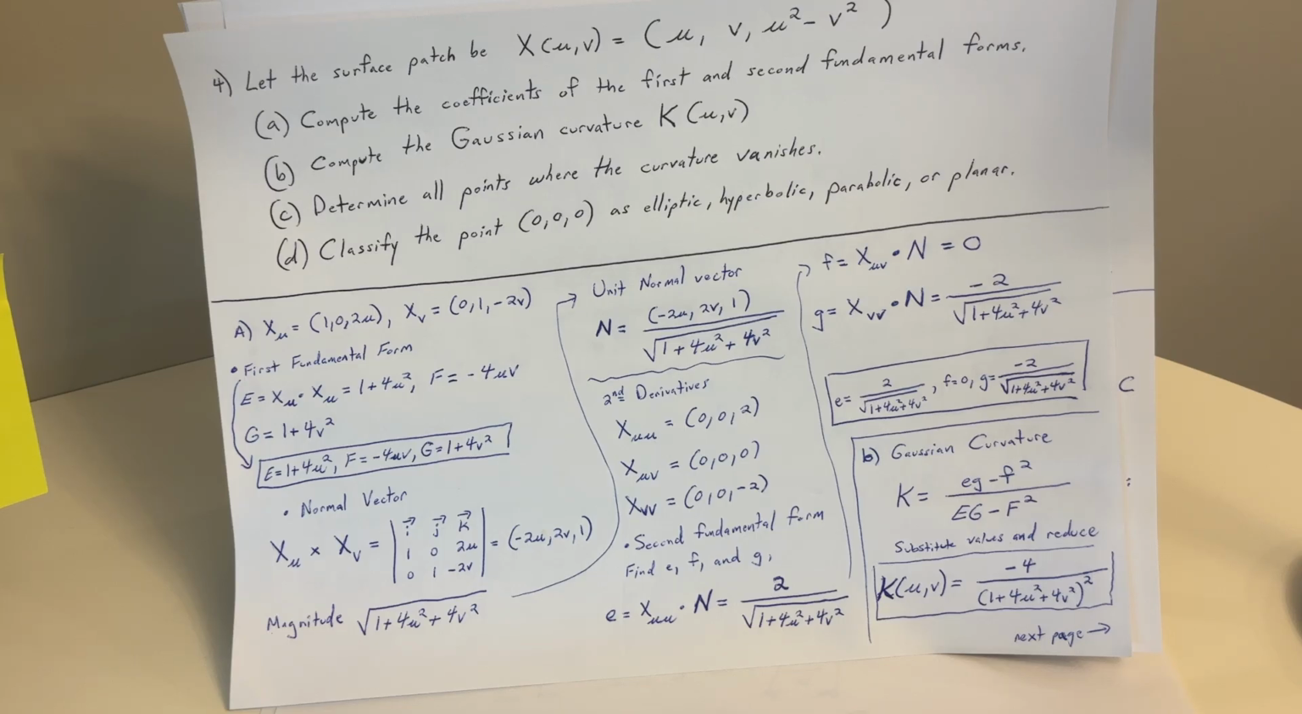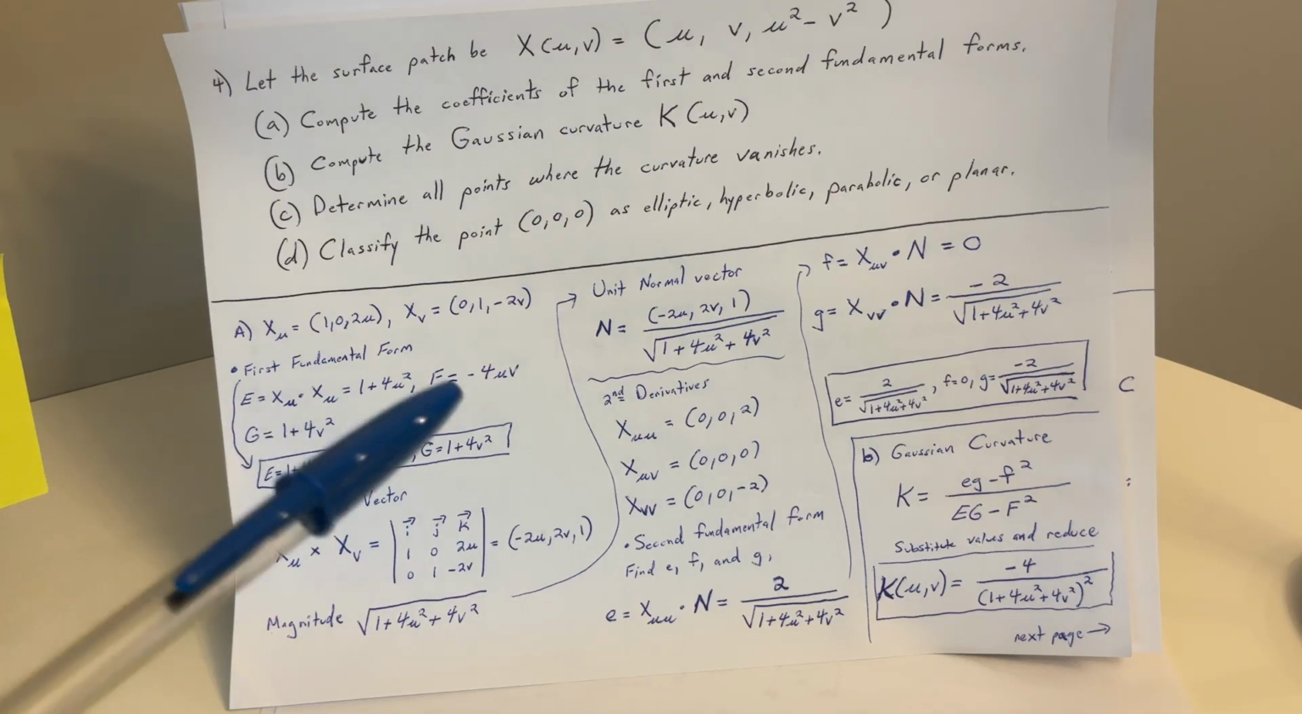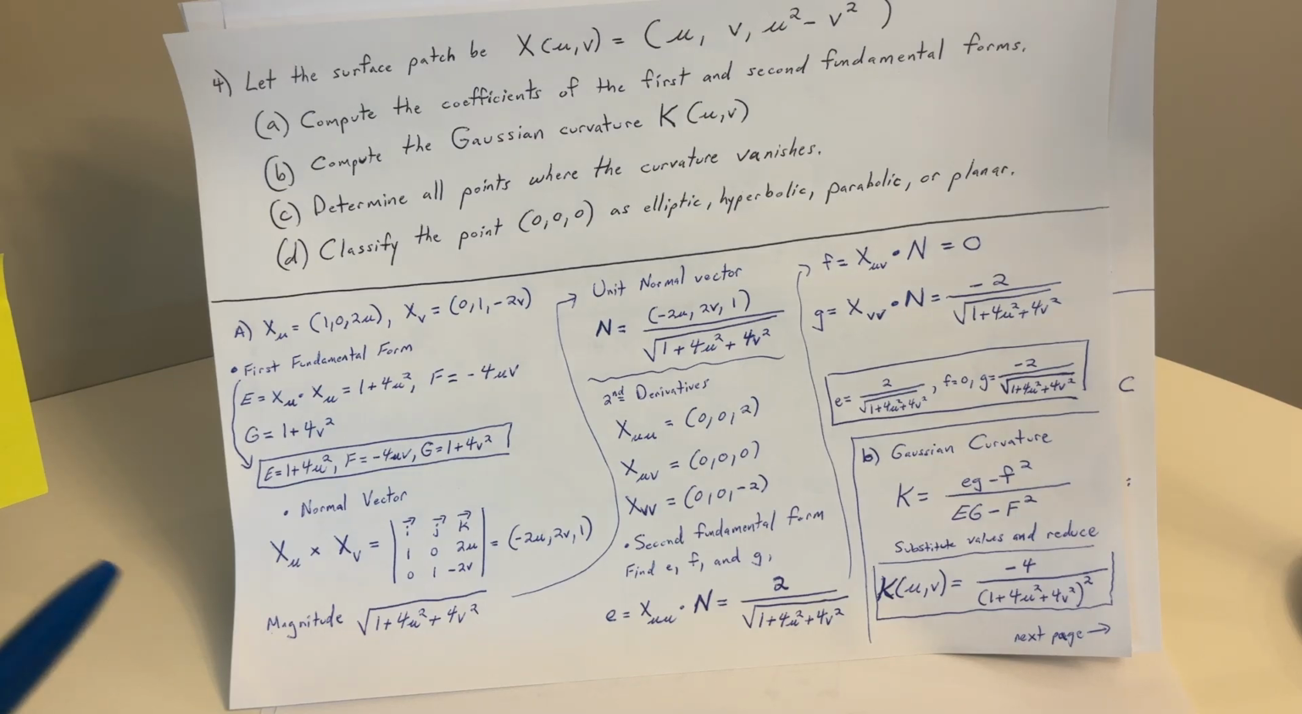So, number 4. Let the surface patch be x of u, v equals (u, v, u squared minus v squared). So part A, we want to compute the coefficients of the first and second fundamental forms. So here we take those partials, x sub u, x sub v. From there, it's computation. With this part, we compute our E, F, and G. And respectively, for E, we get 1 plus 4u squared. F, we get negative 4uv. And G, we get 1 plus 4v squared.